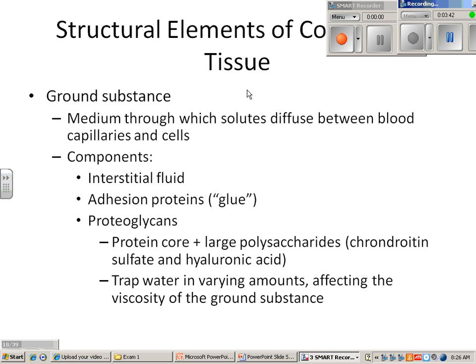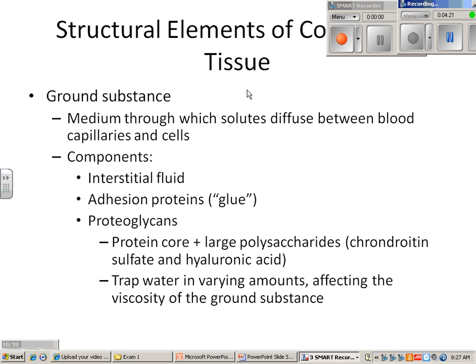Let's talk about the structural elements of connective tissue. First of all, you'll remember that with epithelial tissue, it was cell to cell to cell to cell. Well, connective tissue is not like that. You're going to see the cells much more sparsely throughout the slide when you're looking at connective tissue. You're going to see more ground substance, or what we call extracellular matrix. That is the most common element in connective tissue. And the ground substance is the medium through which solutes diffuse between blood, capillary, and cells. So things can move through this extracellular matrix.